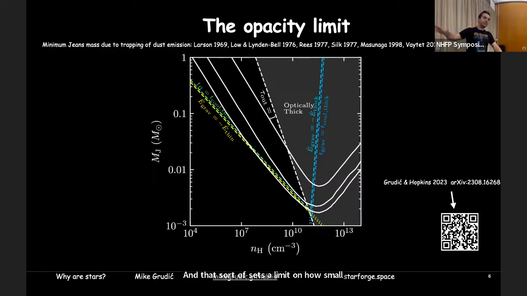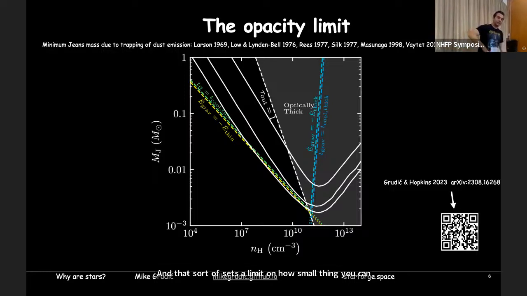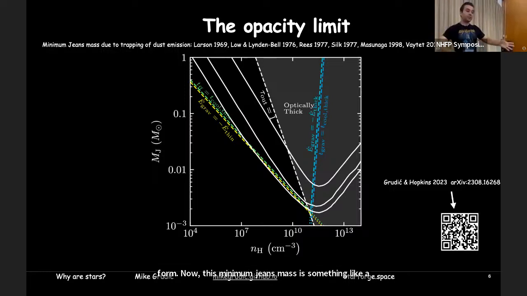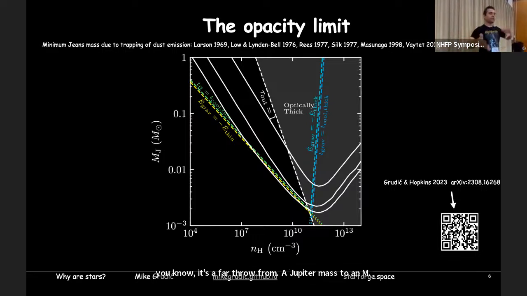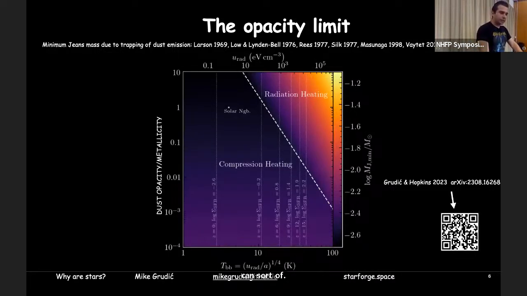Now, this minimum Jeans mass is something like a Jupiter mass, so it's a far throw from a Jupiter mass to an M dwarf mass, but maybe if the geometry and the tidal forces and everything work out, then you could translate this to the IMF peak.